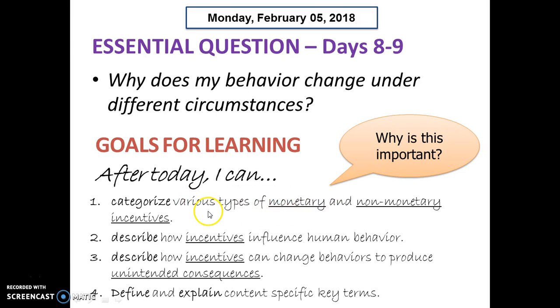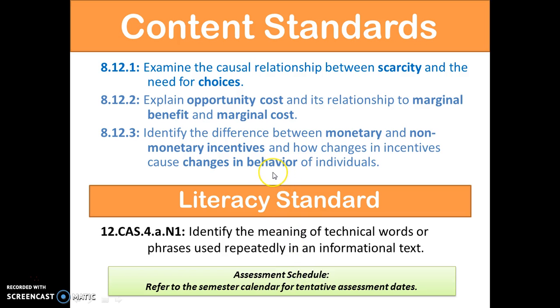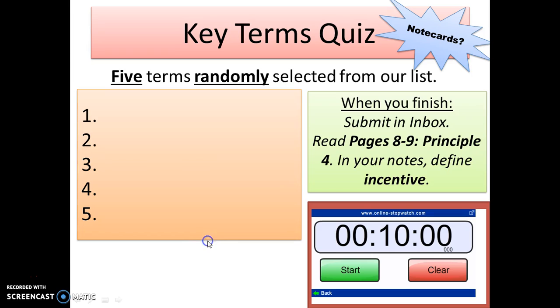We'll define what those are and look at several examples, describe how incentives influence human behavior, and then describe how incentives can change behaviors to produce unintended consequences. We continue to work with these key terms, and these are the standards that we are addressing in Unit 1, and this last standard is the newest addition for the last topic that we'll talk about, which is incentives. And the key terms standard.